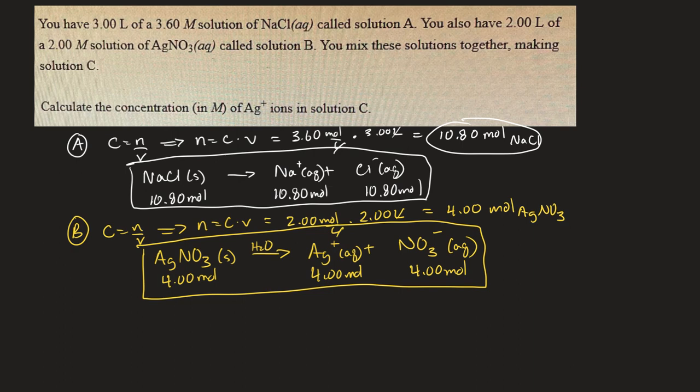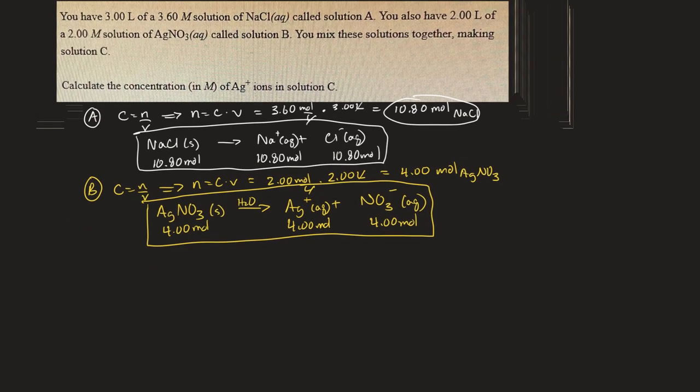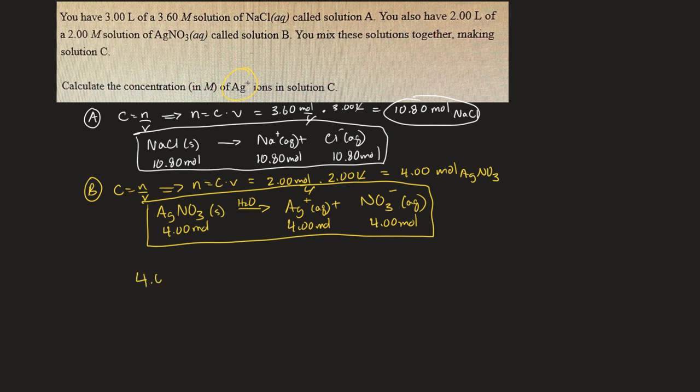Now, the one problem with this question, well, let me get to that in a second. You would think that all you'd have to do then is figure out, they say, what's the concentration of silver ions in the solution? So you'd say, well, I have 4.00 moles of silver. So according to my concentration, it'd be moles over volume, and the total volume is 5 liters. So if you divide those, you get 0.800 moles per liter of silver ions. And that's a good way to think about it.